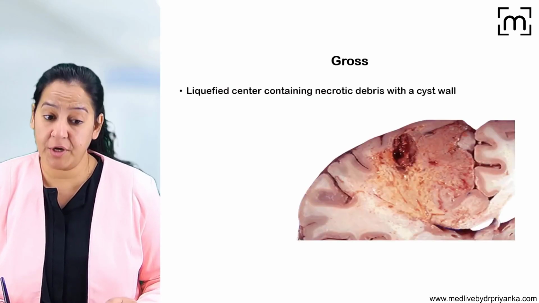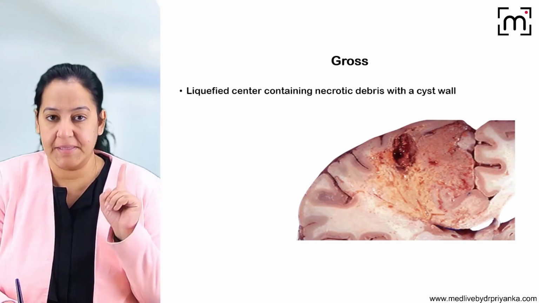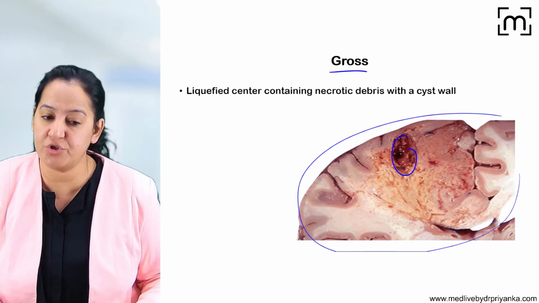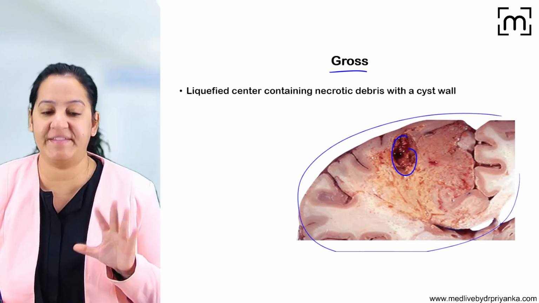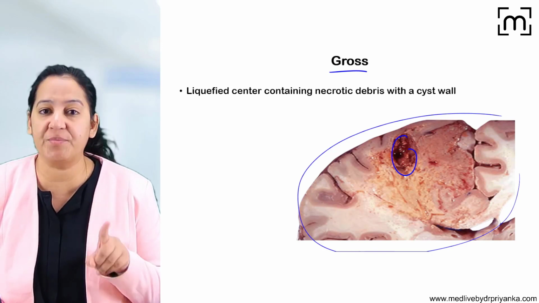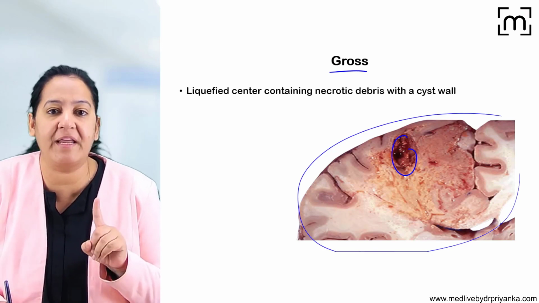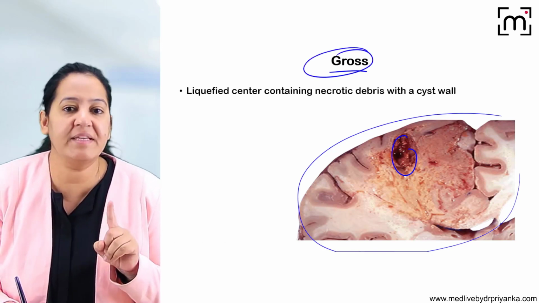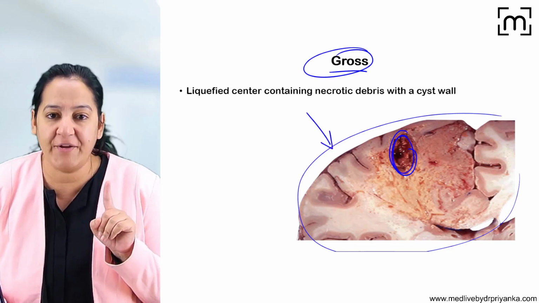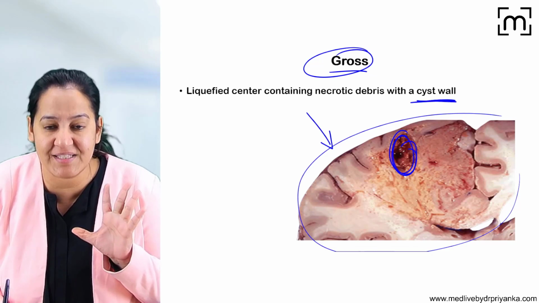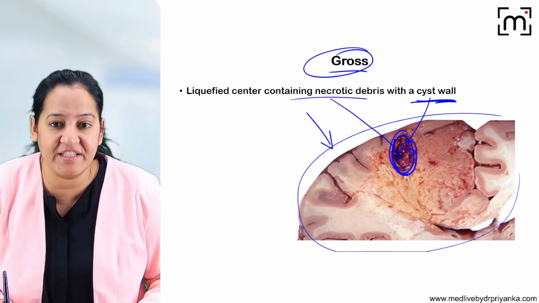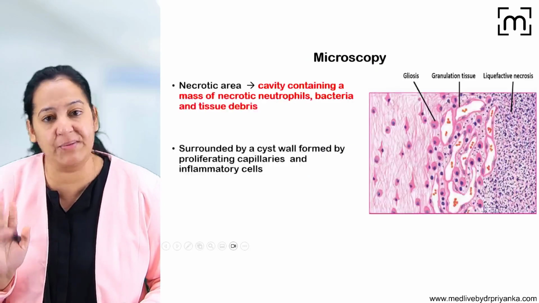So let's come to the gross of the liquefactive necrosis. Here in the gross, you can see there is a cavity. Now you can identify the organ. Here the organ shown to you is the brain. I told you it occurs in ischemia of the brain. Ischemia of all organs leads to coagulative necrosis, but ischemia of the brain leads to liquefactive necrosis. So here I am telling you the gross of the liquefactive necrosis. You can see the organ is the brain, and there is a cavity, a cyst, containing a liquefied, gel-like, semi-liquid center. So this is the gross.